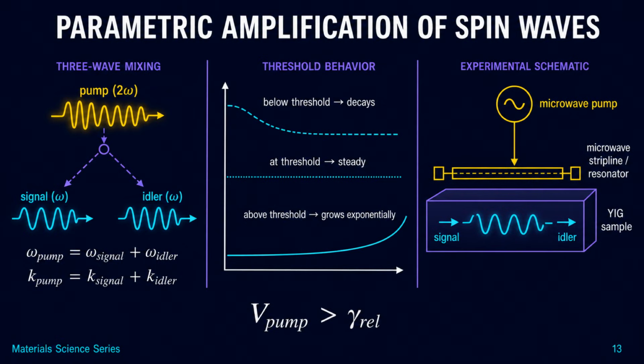At high amplitudes, nonlinear effects become important. Parametric amplification uses a microwave pump at twice the signal frequency to amplify spin waves. This is a three-wave process conserving both energy and momentum. Above a threshold pump power, the signal grows exponentially. This technique can compensate for propagation losses and is essential for long-distance spin wave transmission and signal processing.